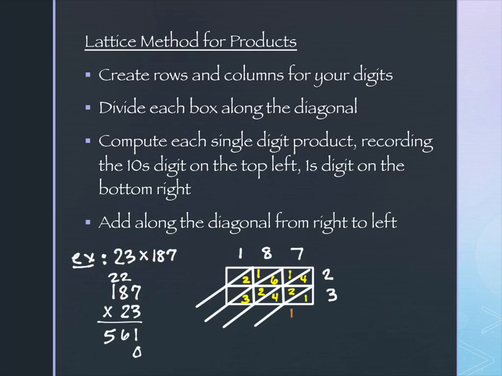So this is the number 1 down here, because this diagonal is a 1. My next diagonal is 4 plus 2 plus 4, which is 10. But within that, we have to write down the 1's digit, and we have to carry, or regroup, the 10's digit, the 1. So the 0 gets written down, the 1 gets written up here. And then we add this diagonal together. 1 plus 1 plus 6 plus 2 plus 3. What do we get?